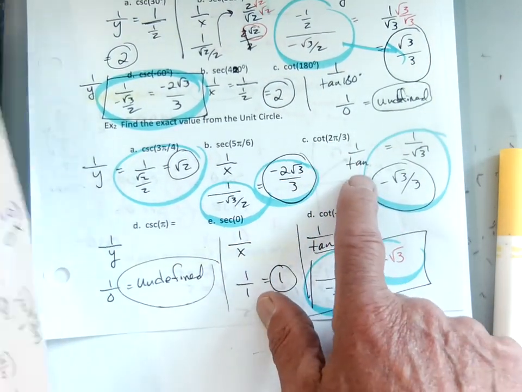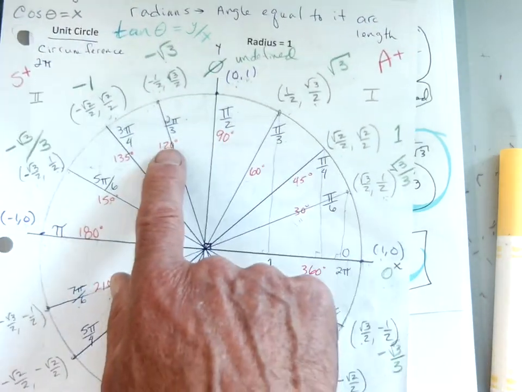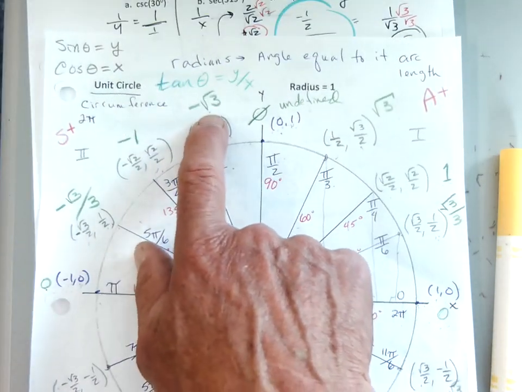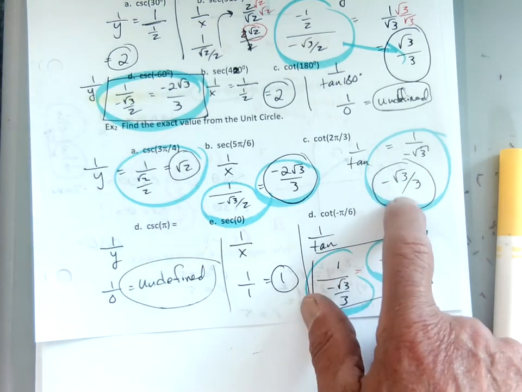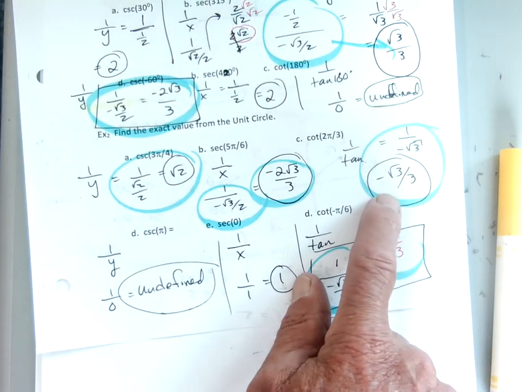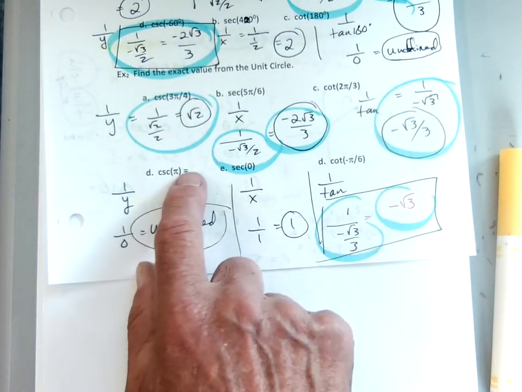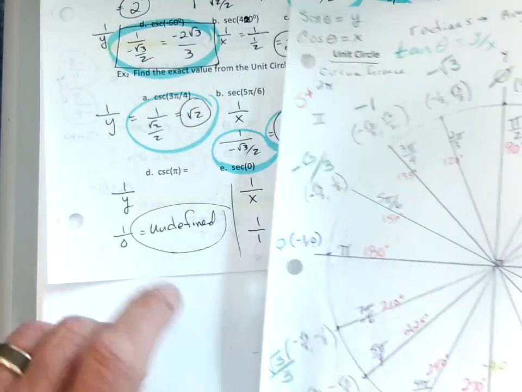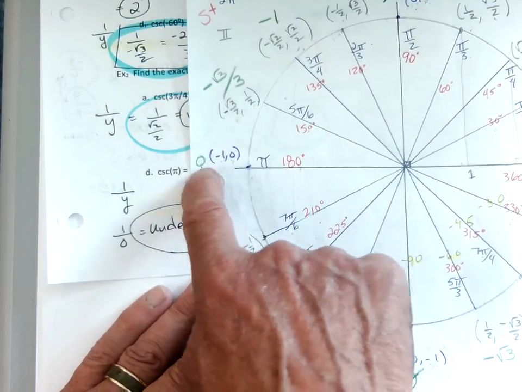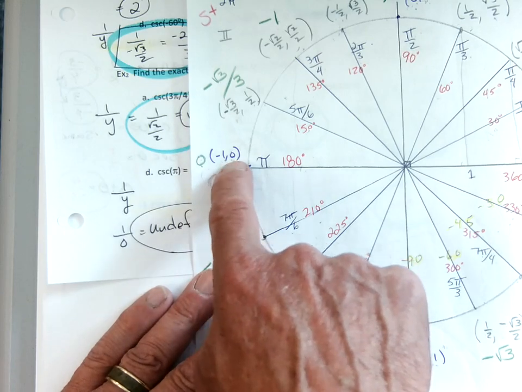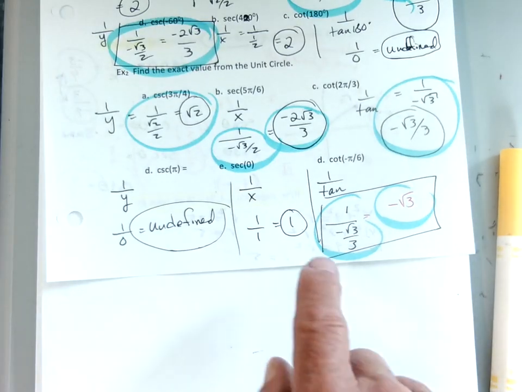Cotangent 2 pi thirds, which is 1 over the tangent. 2 pi thirds is here. 1 over the tangent value is 1 over negative square root of 3. So we rationalized it. We got negative square root of 3 over 3. Cosecant of pi, which is 1 over the y. Here's pi. 1 over 0, which is undefined.